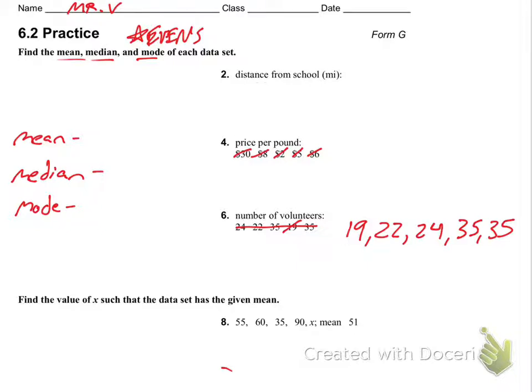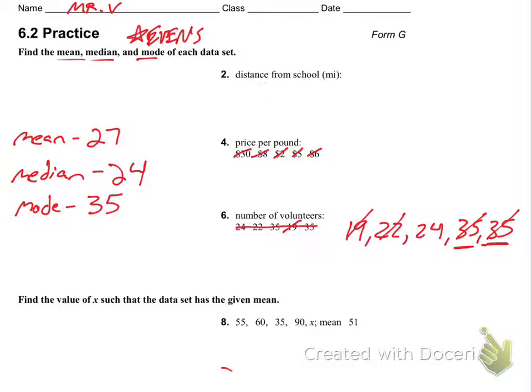And what I'll have is add them up and then divide by the number of numbers. So 19 plus 22 plus 24 plus 35 plus 35. And then I divide that by 5. So that'd be 27. And then the median, just taking the middle number. So cross that one off, cross that one off, cross that one off, and you'll have 24. And then the mode, which one appears the most? Well, 35 appears twice, and that's more than any other number. So 35 would be my mode.